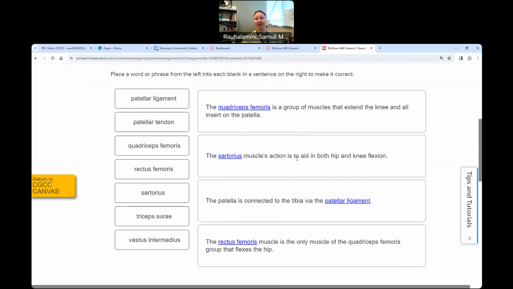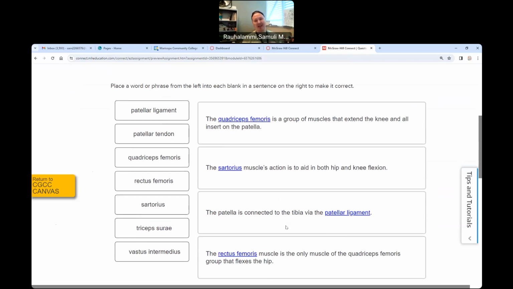So again, kind of a way for you to revise these muscles through some of the descriptions. Patella is connected to the tibia via patellar ligament. So again, with the muscles, also learning some of the ligaments becomes important. We'll see a final example here. The rectus femoris muscle is the only muscle of the quadriceps femoris group that actually flexes the hip. So again, you're getting to learn about these muscles as you're working your way through these assignments.